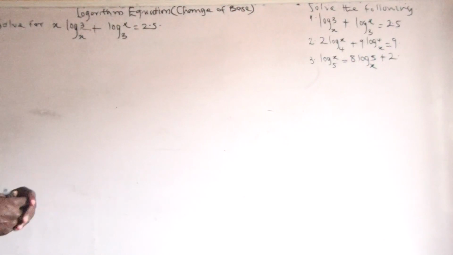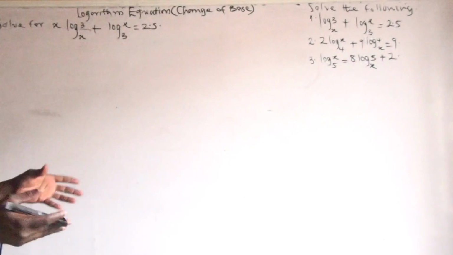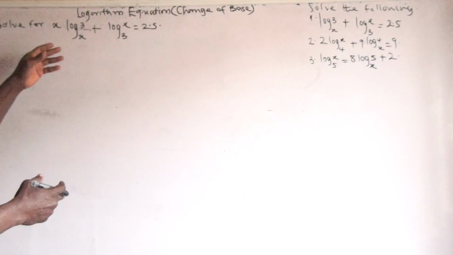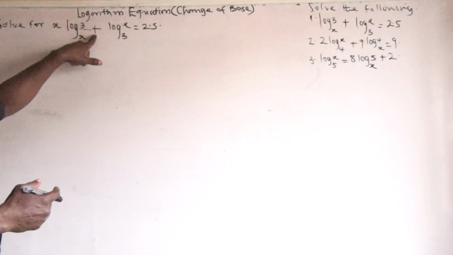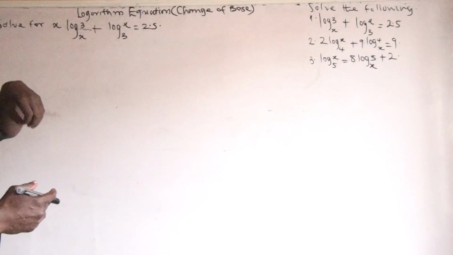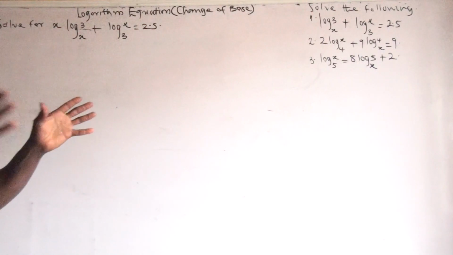is equal to 2.5. It would have been easier for us to apply the laws of logarithm, having known that this is an addition sign, but the bases are different. If the bases had been made the same, then it would have been possible.